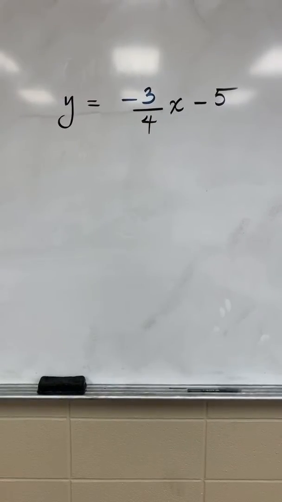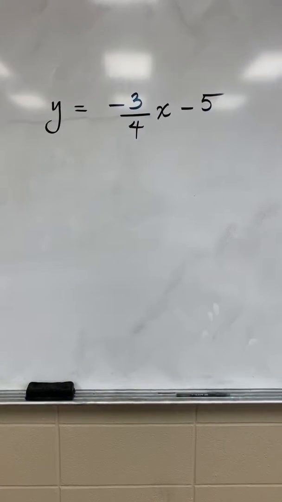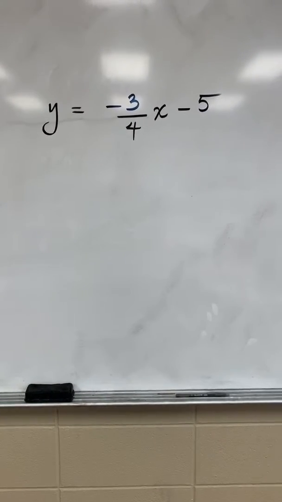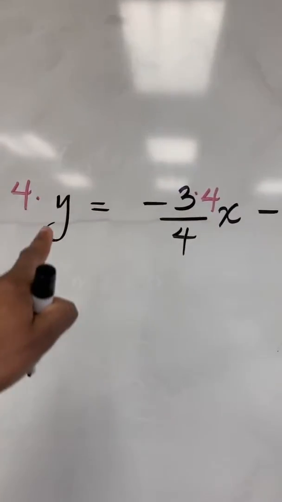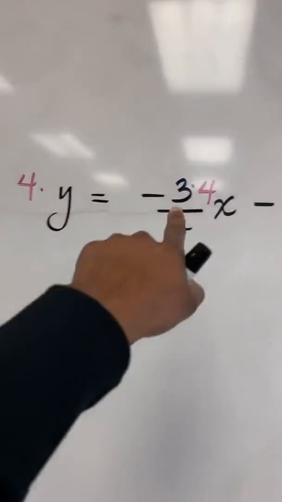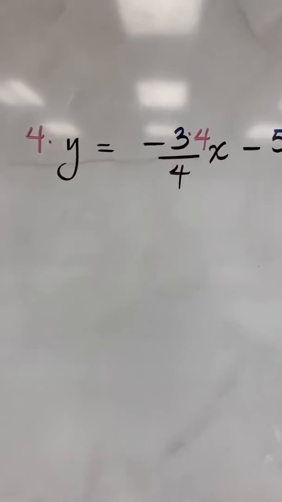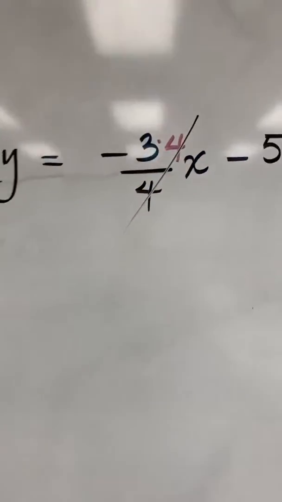So here I have a problem, y is equal to negative 3/4 x minus 5. If you focus on the denominator, which is a 4, that's going to be a key to how we get the whole problem converted into standard form. So what I did was I multiplied everything times 4. Because this denominator is 4, I multiplied this times 4, that times 4, that times 4. Everything I multiplied times 4. And remember, when you use that denominator, it allows you to do that. And that's the main reason.